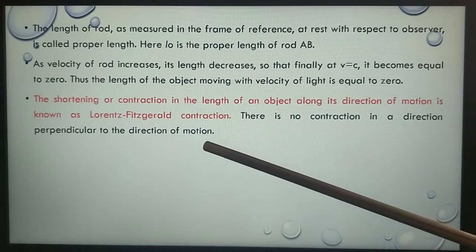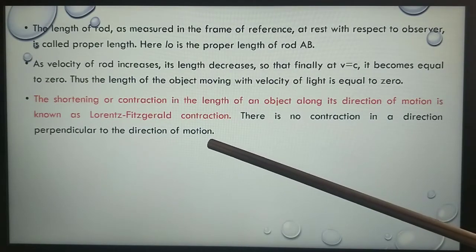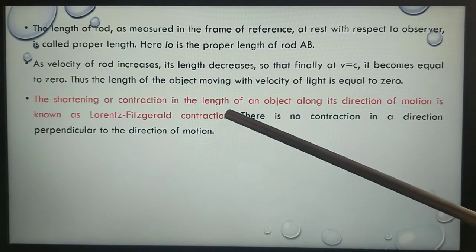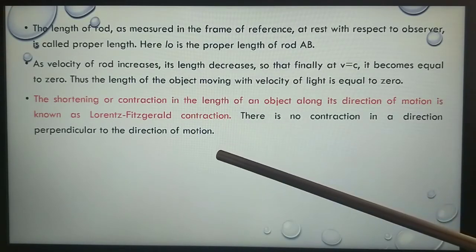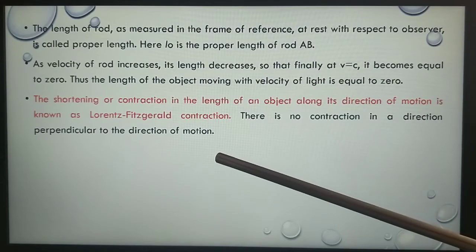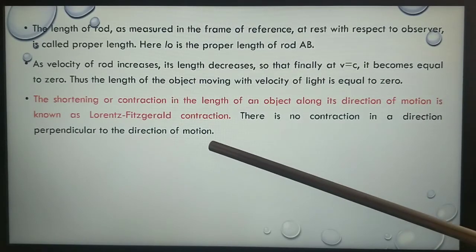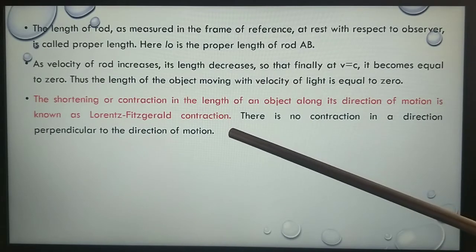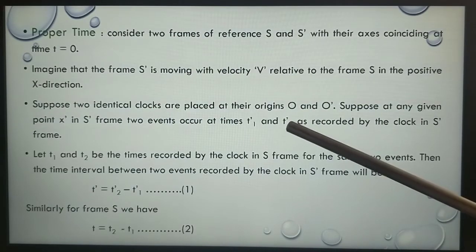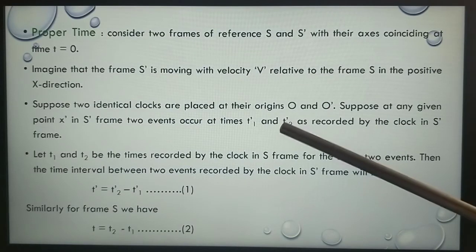That means when an object is moving, there is a contraction in its length along the direction of motion, or shortening in its length, and this is called the Lorentz-Fitzgerald contraction. Then next we see proper time.